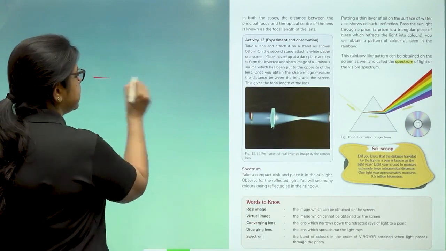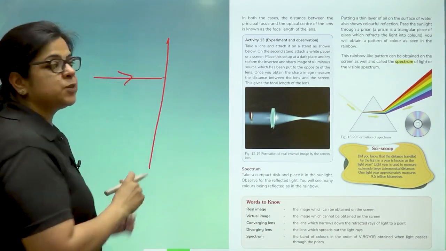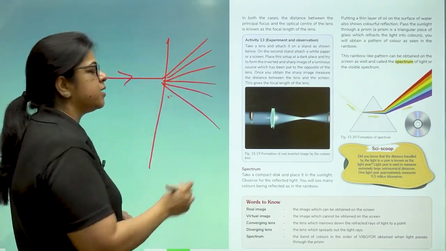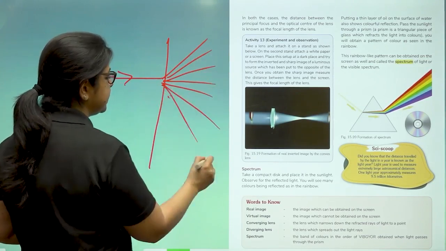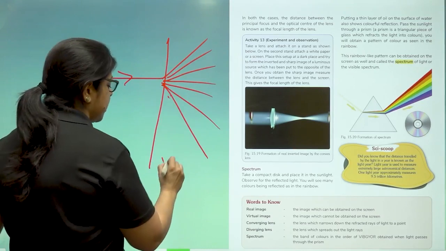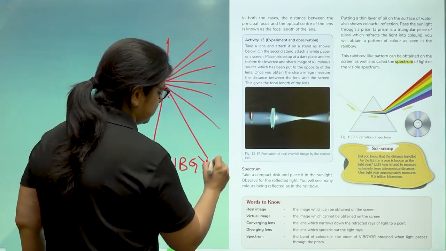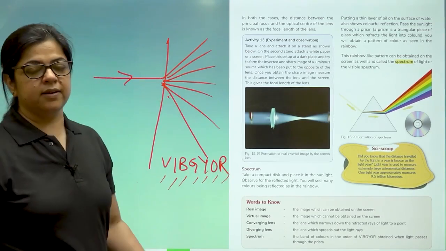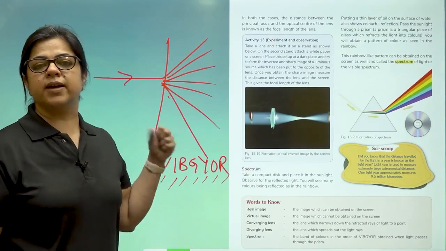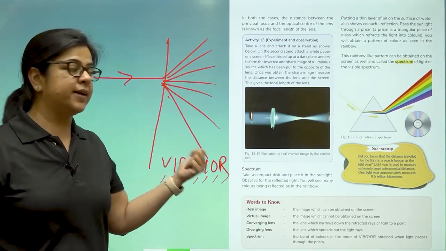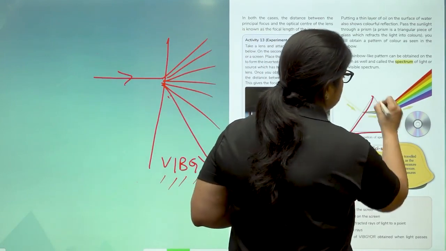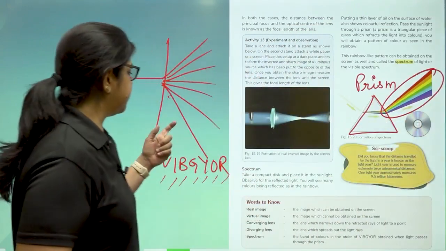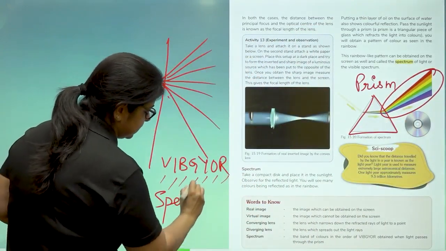Here what is happening is the ray of white light is being split. How is it being split? It is split into 7 different colors: 1, 2, 3, 4, 5, 6 and 7. These colors are known by the name VIBGYOR: violet, indigo, blue, green, yellow, orange and red. So all of these colors combine together to form white light. And if you actually want to create a rainbow, what do you need to do? You need to use a prism. And these 7 colors that we have created here are known as the spectrum.